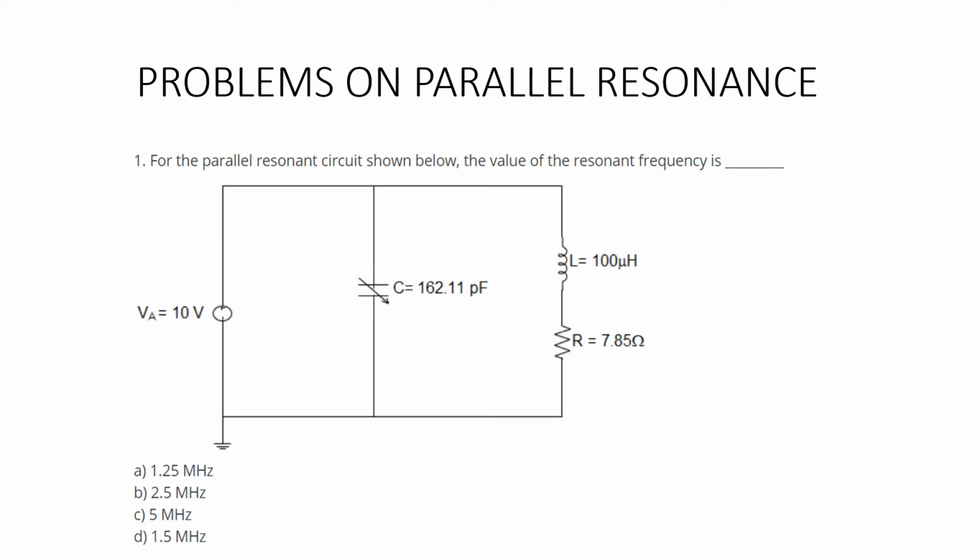Now some problems related to parallel resonance. Problem number 1: this is a parallel RLC circuit, with capacitance in parallel with inductance and resistance in series. So this is the circuit for the parallel resonant circuit shown below. The value of resonant frequency is, there are four options: A 1.25 megahertz, B 2.5 megahertz, C 5 megahertz, D 1.5 megahertz.